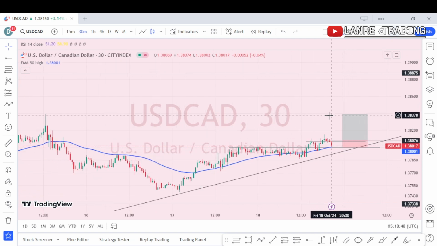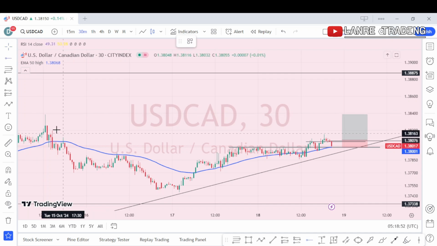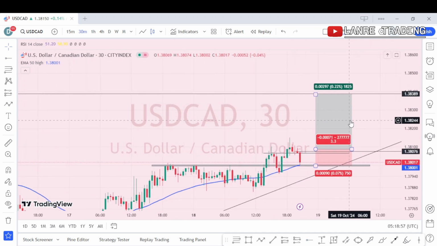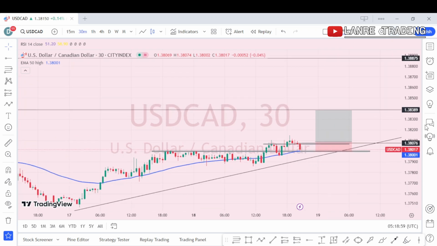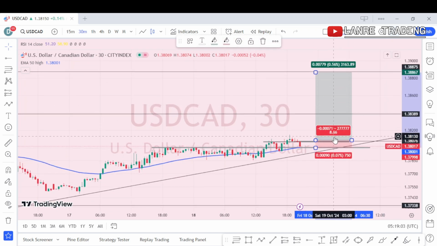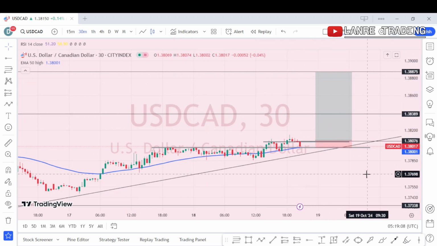If you have 2 or 3 positions open, you can close one above this level. You see this entry right about here, you can close one here and let the remaining position run up here. This will be 1 to 8 risk to reward. So that is that for USD CAD.